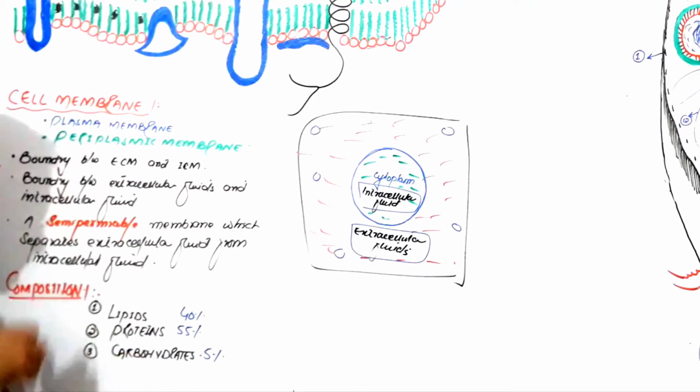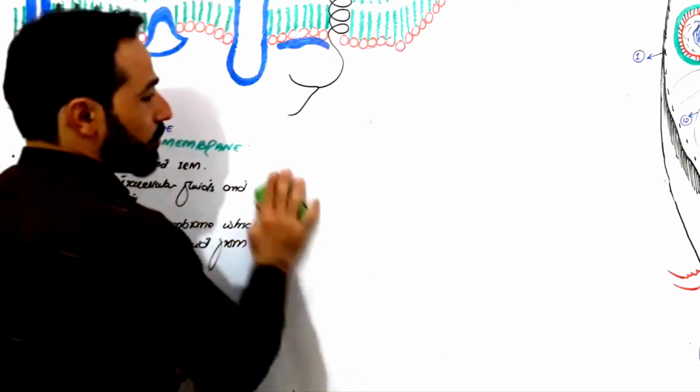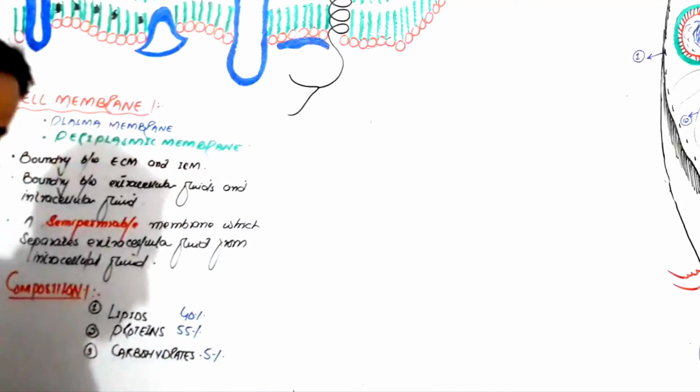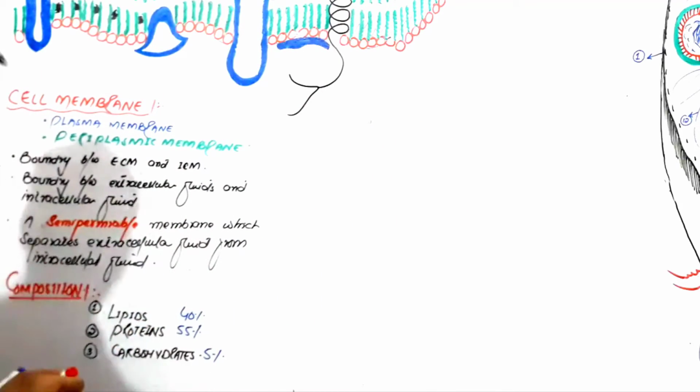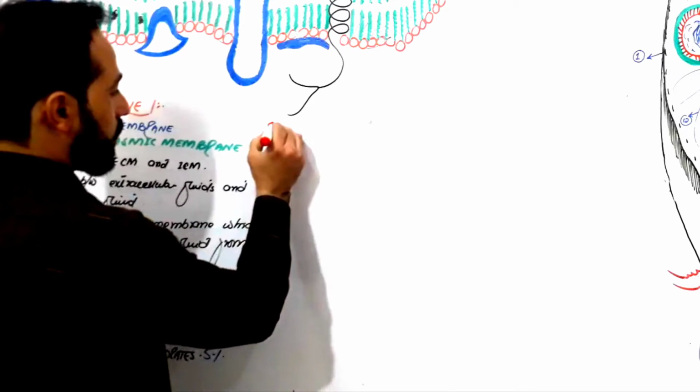So this was a little bit about composition. Now let's move further forward, and the cell membrane is not so easy. We will see the structure of the cell membrane right now, right? So these were the definition and composition, and now what is the structure of the cell membrane?